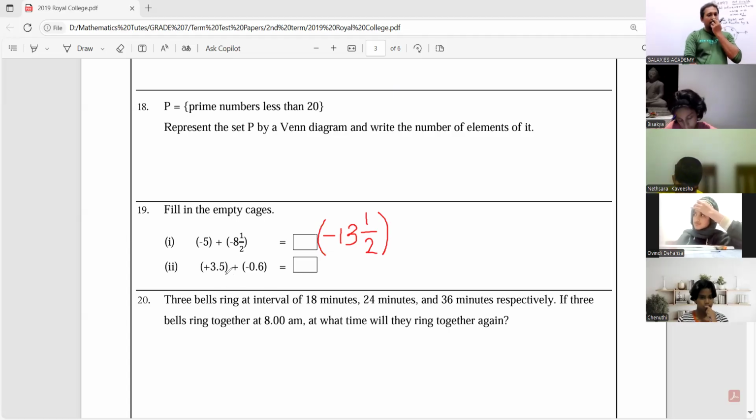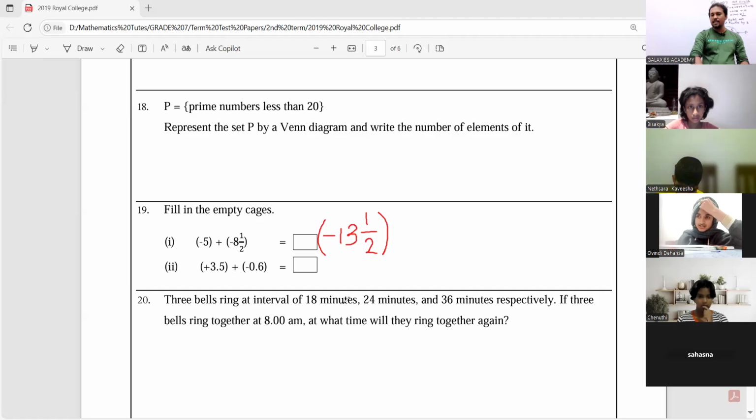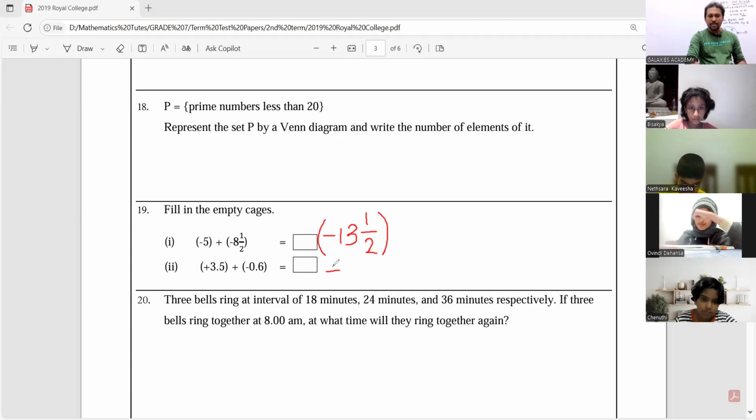Right. Next one. This one positive, this one negative. When you add positive and negative numbers, different signs directed numbers, answer sign should be large magnitude sign. So what is the large magnitude? 3.5 or 0.6? Compare the whole numbers 3 and 0. What is the larger one? 3.5. So its sign is positive. So this one answer should be positive.